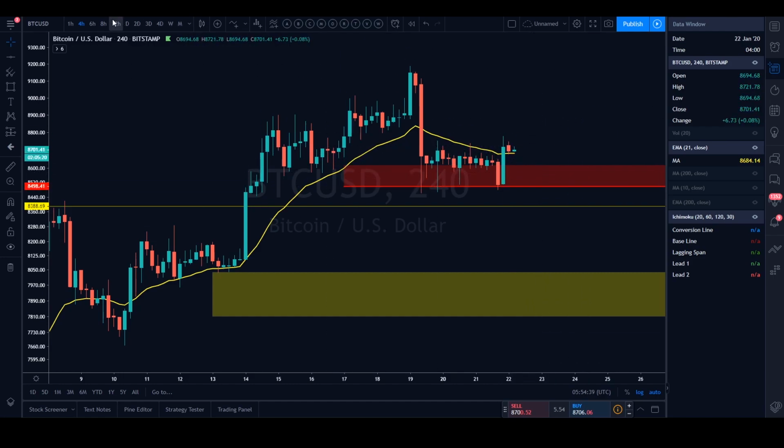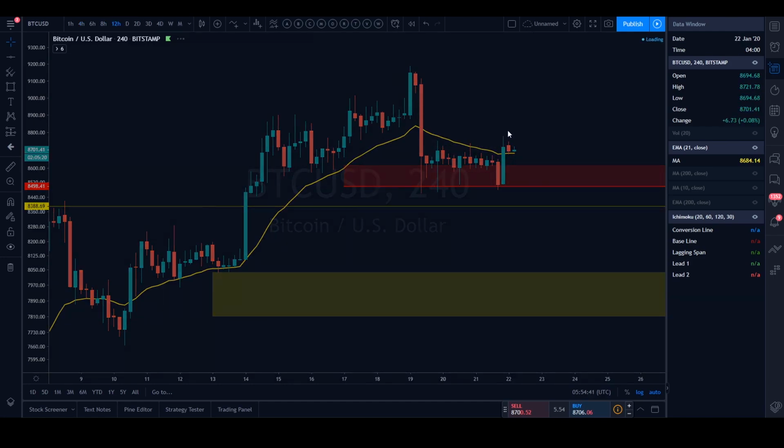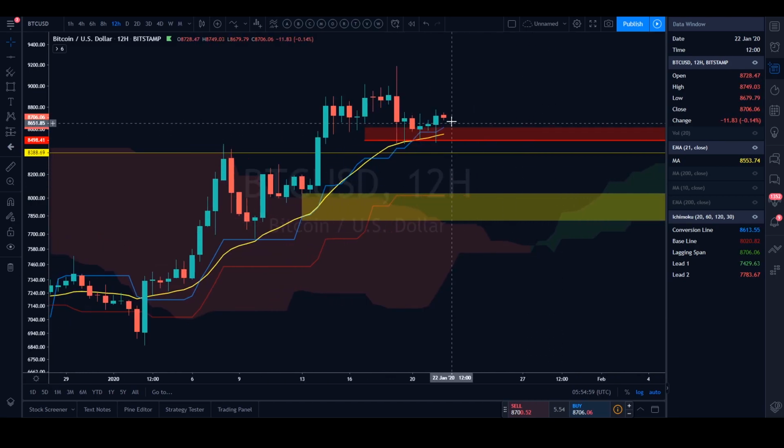But what we need to note over here, back on the 12-hour, is that we are finding support on the Tenkan as well as the 21 EMA. So I think that is the most immediate time frame that Bitcoin is trending on right now. So we want Bitcoin's price to get supported around this region here if we are to continue the 12-hour trend. All right, so this is what we have on the 12-hour. Once again, confluence within this 8,500, 8,600 zone.